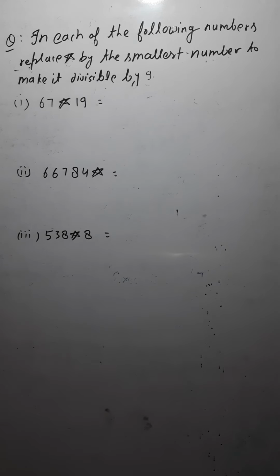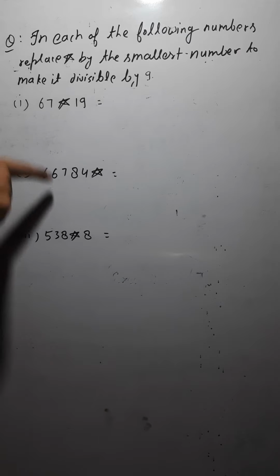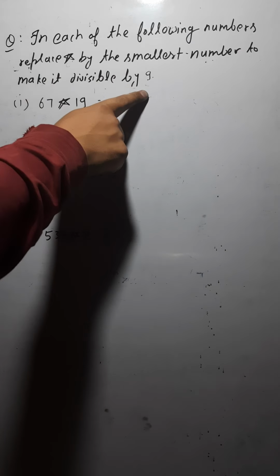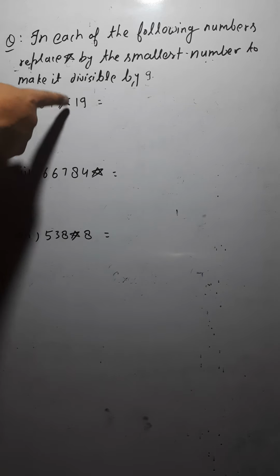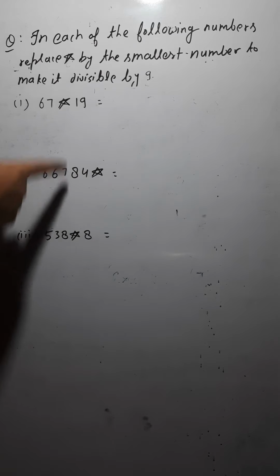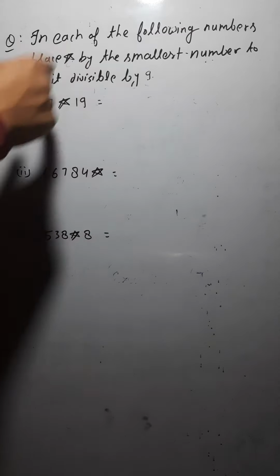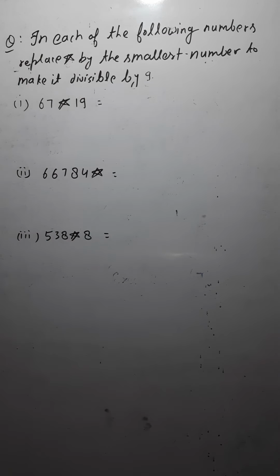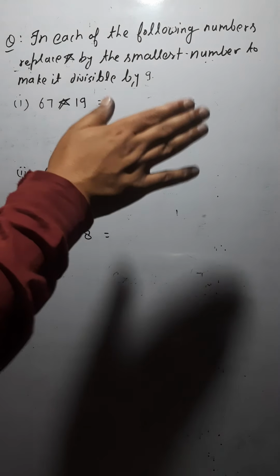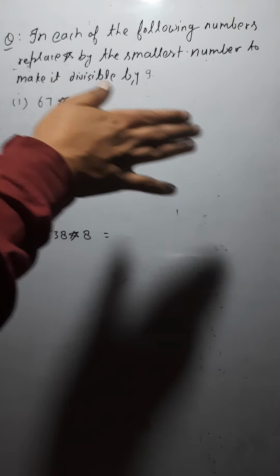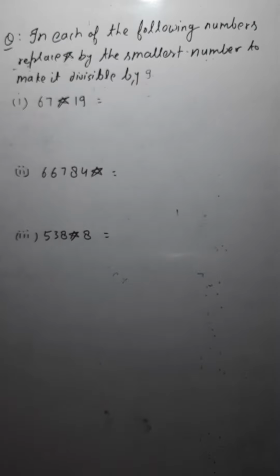So this is the next question before you. Here you have to make all the given numbers divisible by 9. So you have to replace the star. What should I write in place of the star here to make the given number divisible by 9? Now you might know, a number is divisible by 9 if the sum of its digits is divisible by 9. It is the same as the previous question. So again you have to add all the digits here.